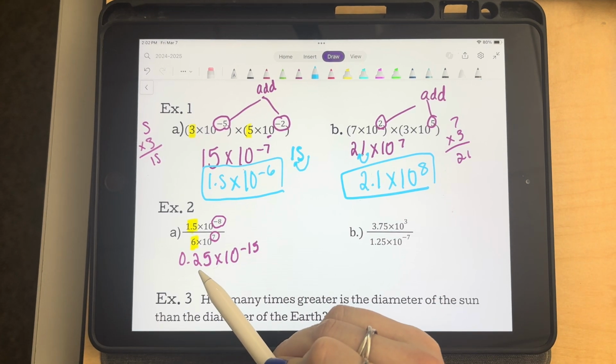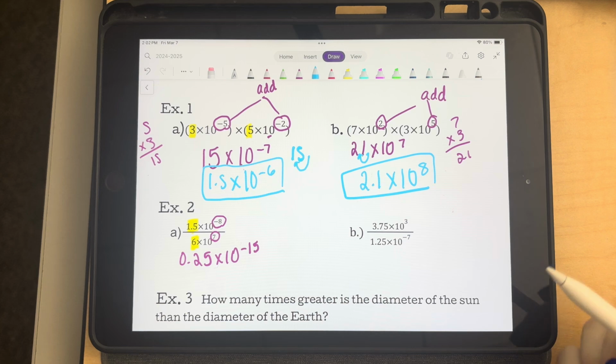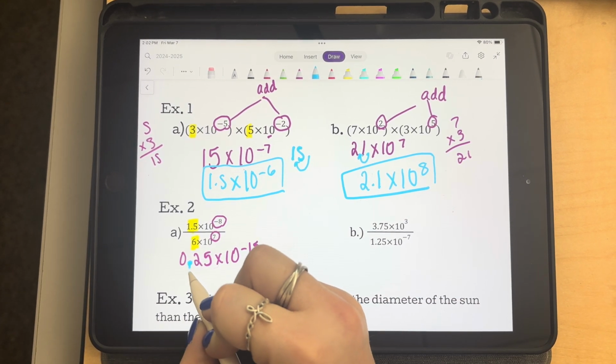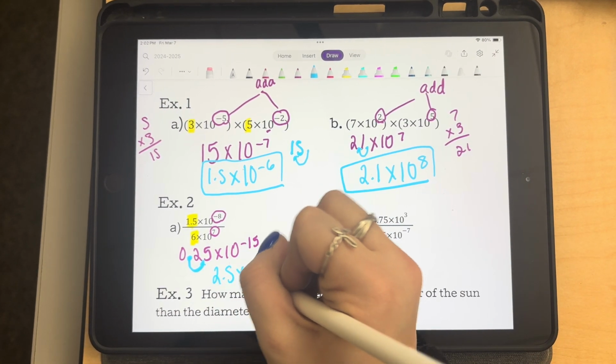So if we have 0.25, that is too small of a number, so I need to make that larger. It's not between 1 and 9.9, so I'm going to take my decimal place wherever it is, and I'm going to make it 1 larger to get that 2.5. So that means I have 2.5 times 10.